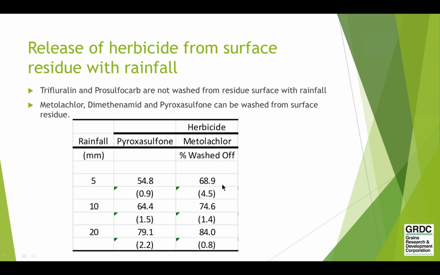Metolachlor, for whatever reason, washed off even more readily, so that we had even more, anywhere from 70 to 85% or 84% of it washed off the crop residue with these different levels of rainfall. But it does show that these herbicides can be washed off the residue.